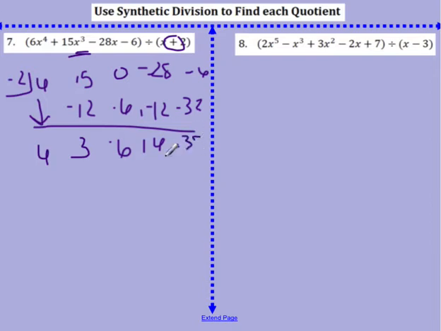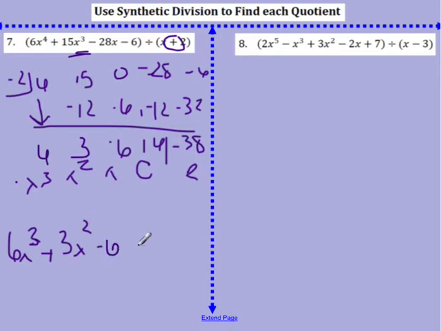So now let's go ahead and write this out. So here's my remainder, my constant, my x squared, as well as my x cubed. So I have 6x cubed plus 3x squared minus 6x plus 16, then minus, now we need to take our remainder. And our remainder is 38 divided by our original, which is x plus 2. So this right here is your final answer for number 7.